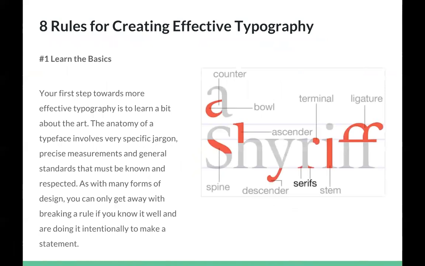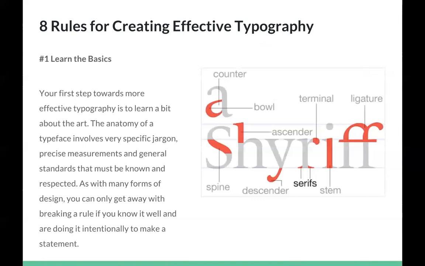The anatomy of a typeface involves very specific jargon, precise measurements, and general standards that must be known and respected. And that is so true, the respecting part. As with many forms of design, you can only get away with breaking a rule if you know it well and are doing it intentionally to make a statement. And that's why we say don't distort the fonts.